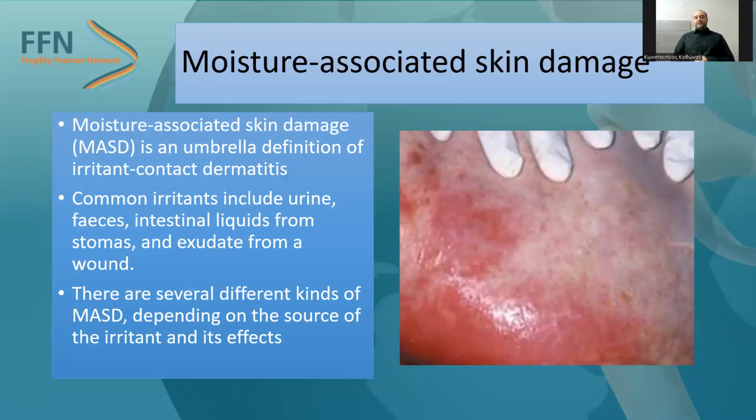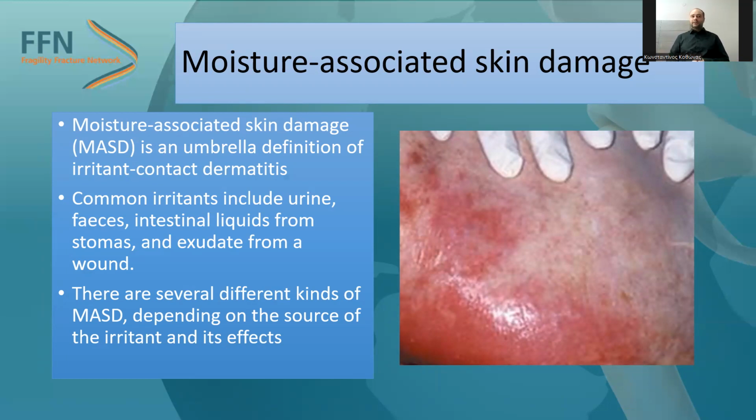As part of the skin assessment, it is also important to recognize the different presentation of skin that is damaged by moisture. This is called moisture-associated skin damage. In fact, this term is used to refer to what is an irritant contact dermatitis. It looks very different to skin injury caused by pressure, shear and friction alone, but may occur alongside pressure injury. The most common irritant is urine, but the list can also include feces and other fluids.